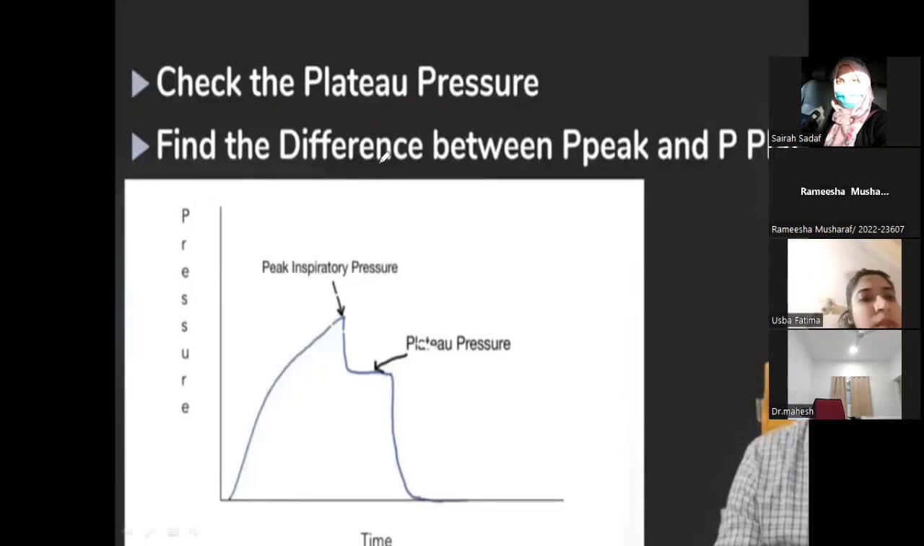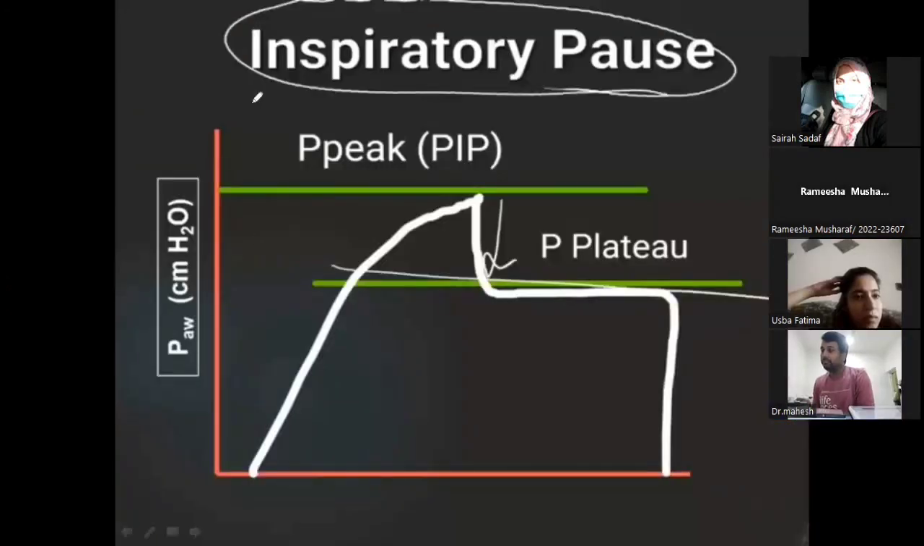Okay, let me tell you. How will you identify the P plateau? And then you have to see the difference between the P peak and P plateau. You can do it through an inspiratory occlusion. Barza is right, inspiratory pause. Yeah, I have put it here, inspiratory pause. You have to press the inspiratory pause option, and then you will get this kind of graph along with the value. Don't worry, you don't have to describe it. There will be a written value in digit form.